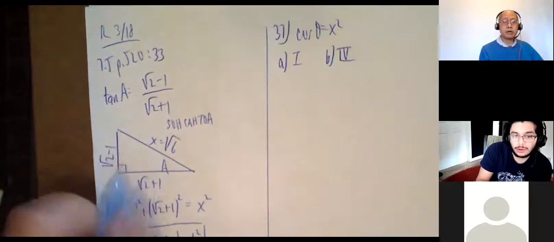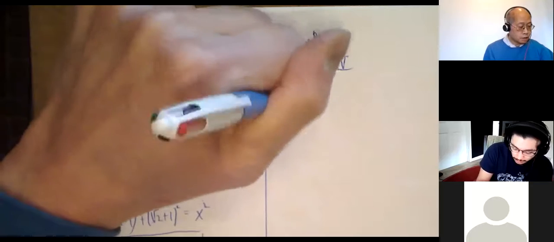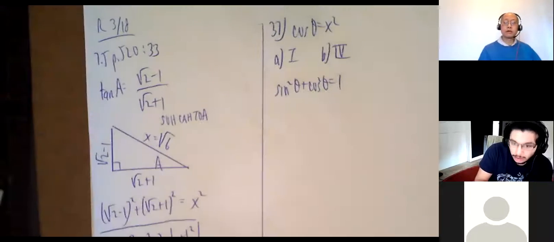Okay, I did this problem using a triangle. Let me do this one with the identity sine squared theta plus cosine squared theta equals 1.